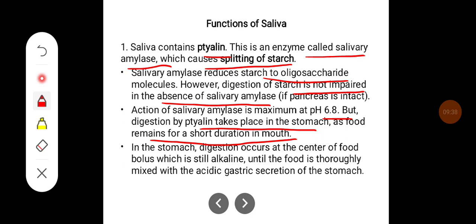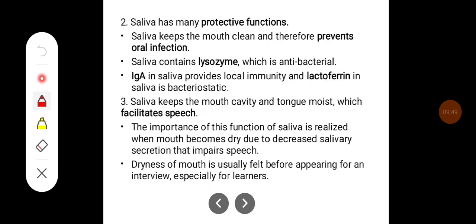In the stomach, digestion occurs at the center of food bolus, which is still alkaline until the food is thoroughly mixed with the acidic gastric secretion of the stomach.